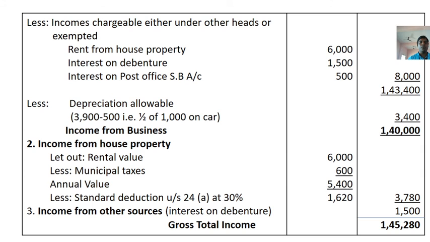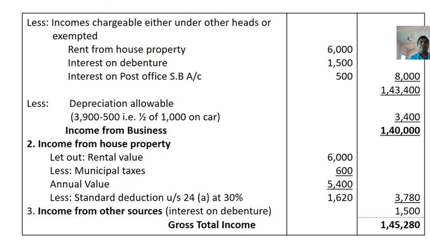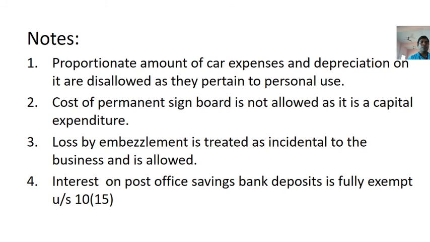This is the step we need to follow. So computation of gross total income for the assessment year 2020-21. So after that, we need to mention important notes which are relevant to computation of gross total income, like number 1, proportionate amount of car expenses and depreciation on it are disallowed as they pertain to personal use. Number 2, cost of permanent signboard is not allowed as it is capital expenditure. Number 3, loss by embezzlement is treated as incidental to the business and is allowed. Number 4, interest on post office saving bank account is fully exempt under section 10 subsection 15.